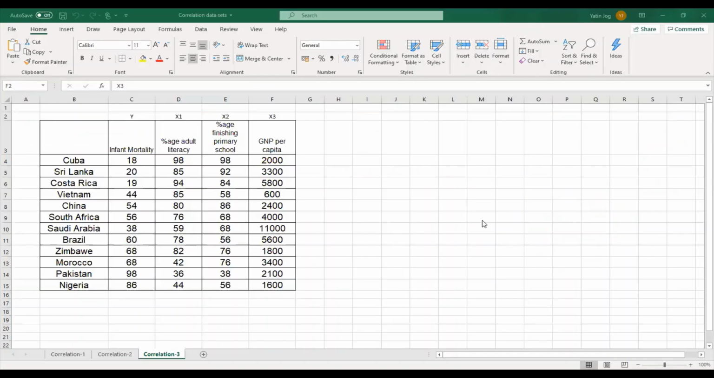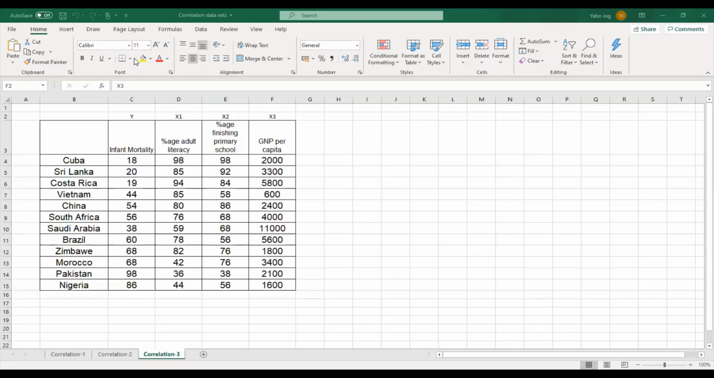Okay. So based on our analysis, we see that none of the individual variables seems to be good predictors of infant mortality, which is our y dependent variable. So we'll try to do the multiple regression, and we'll try to include all our variables in our data model, and we'll see what kind of data model we are getting.